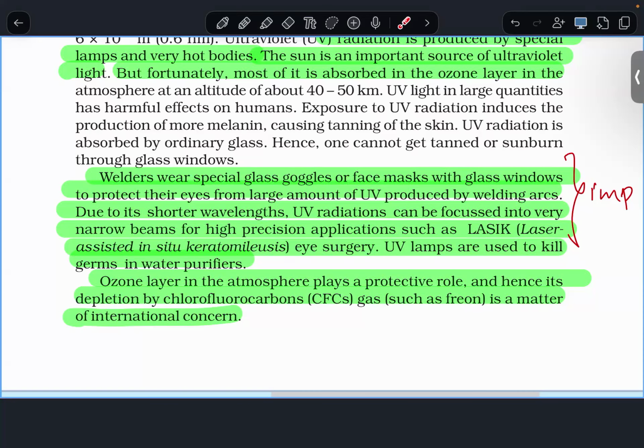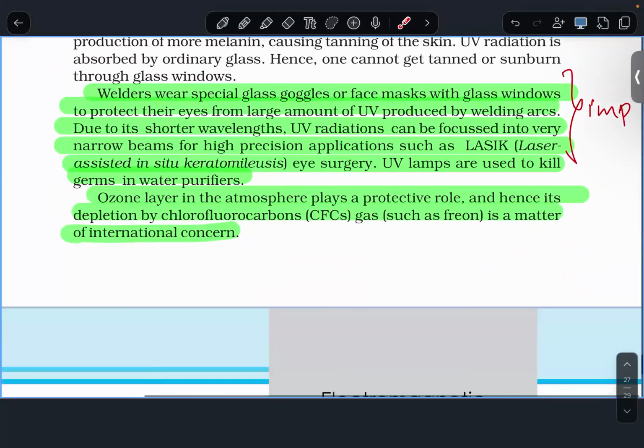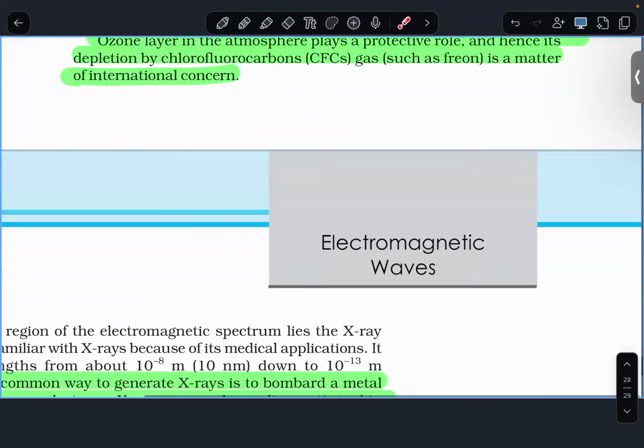The ozone layer in the atmosphere plays a protective role, and hence its depletion by chlorofluorocarbons is a matter of international concern. X-rays.